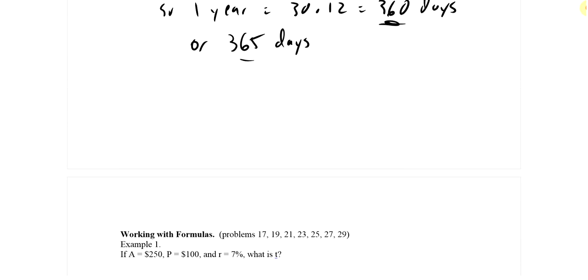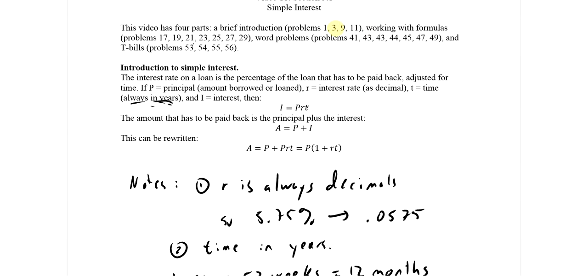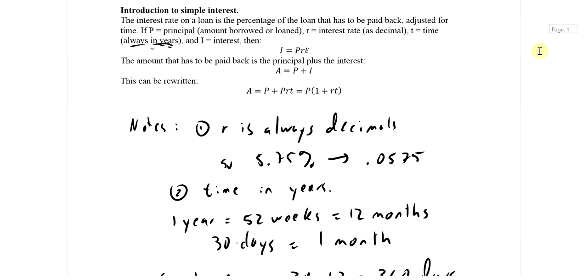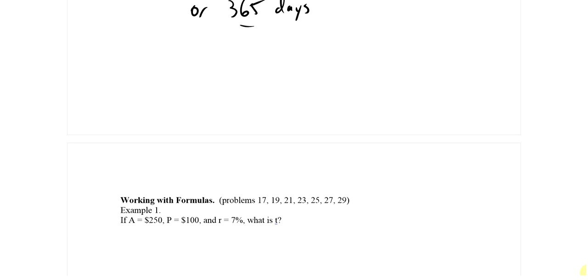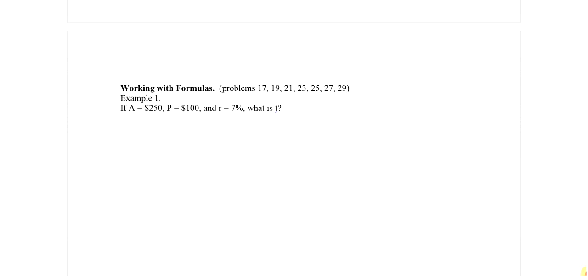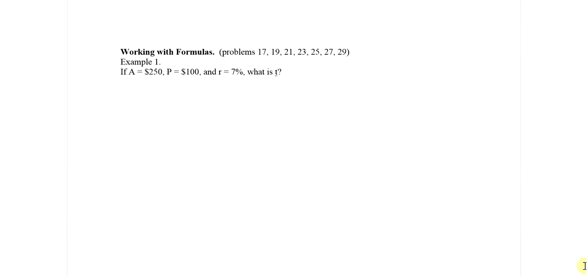So anyway, the first set of problems, 1, 3, 9, and 11, are essentially dealing with decimals and conversion and time, so these are pretty straightforward. The next batch of problems, 17 through 29, are about working with particular formulas. They're very much like this. If A is 250, P is 100, and R is 7%, what is T? Well, the formula that we have that involves A, P, R, and T is this. So this is one way to do it.